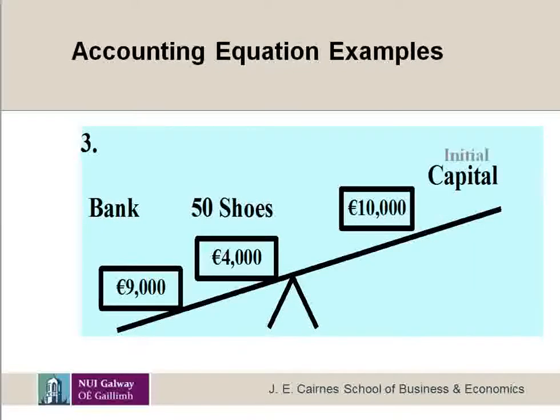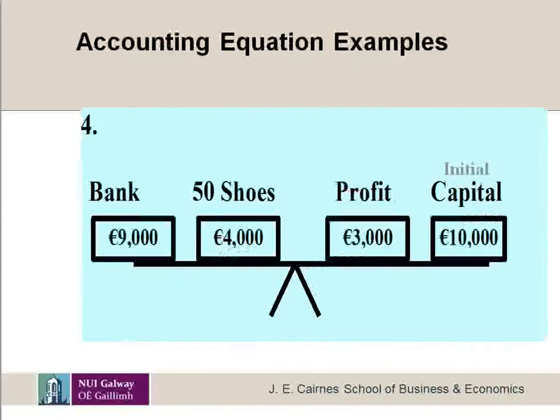Now when Alison sells 50 pairs of shoes for €7,000, firstly our bank account is going to increase by €7,000, so we go from 2,000 to 9,000. And our shoe inventory is going to go down from 8,000 to 4,000 euro. But as we can see, our equation is out of balance. And the reason for this is because Alison made a profit of 3,000 euro.